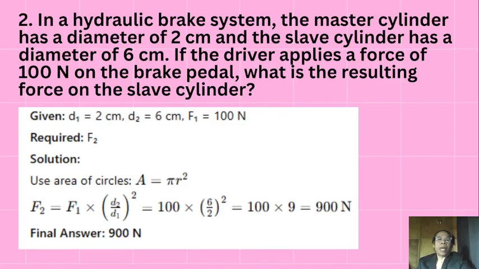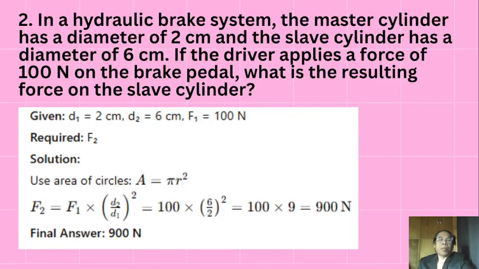So using the area of the circle, A is equal to pi r squared, you will have F2 is equal to F1 times (D2 over D1) squared. Then substitute the given data, you will get 900 Newton. Take note that the area, pi r squared, is the same as pi d squared over 4. So the formula that we are using here is correct.